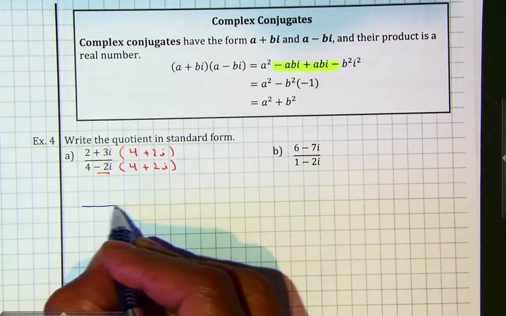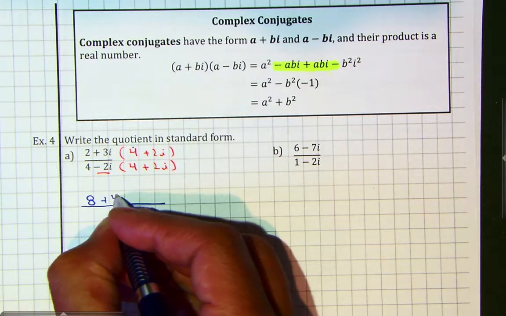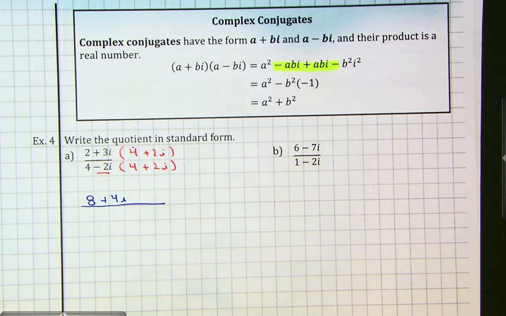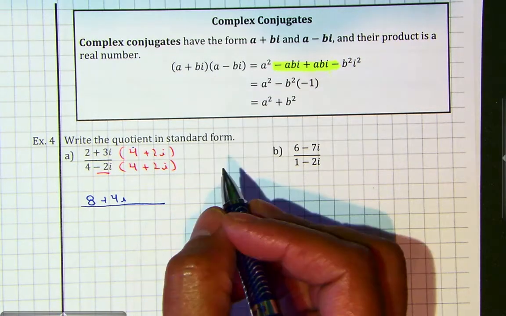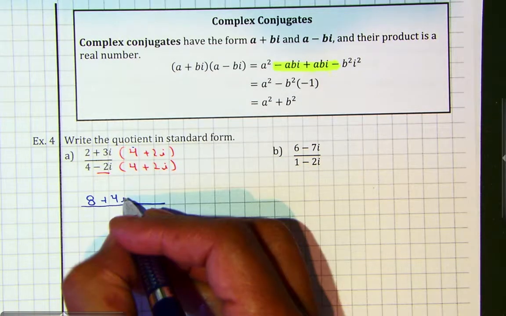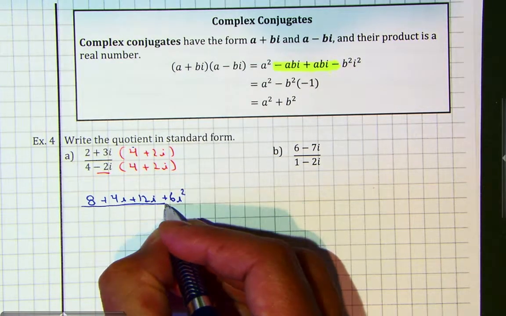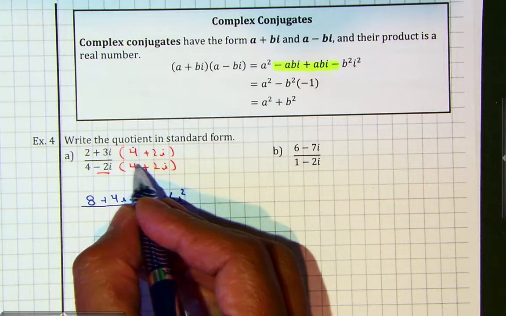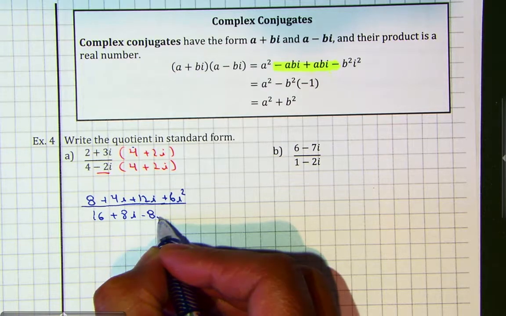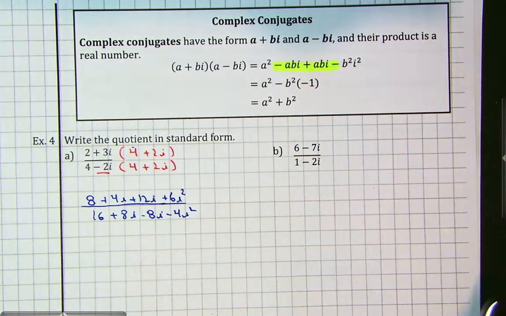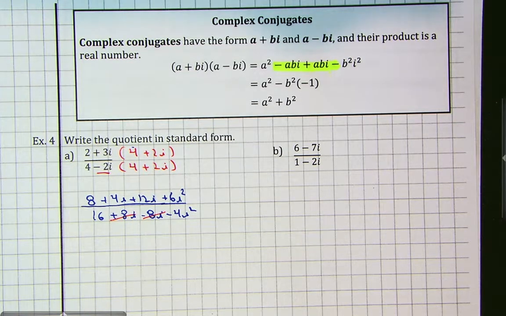So let's go through our process. That gives me 8 plus 4i. So try to see what you get, and then we can compare our answers. Go and pause it. Got it? So it gives me plus 12i plus 6i squared. 4 times 4 is 16 plus 8i minus 8i minus 4i squared. Just like we talked about, the imaginary numbers will cancel out.